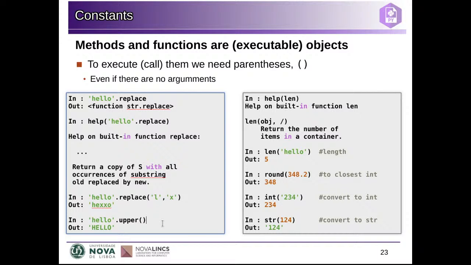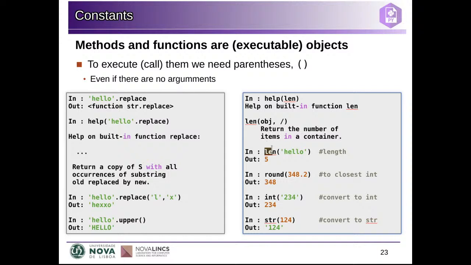Because this tells Python that I'm not just talking about the function, I want the interpreter to actually execute the function, to perform that recipe that the function has. So if I do it like this, then upper is executed and it returns the string in uppercase. So these are examples of methods. These are examples of functions that you have built-in in Python.